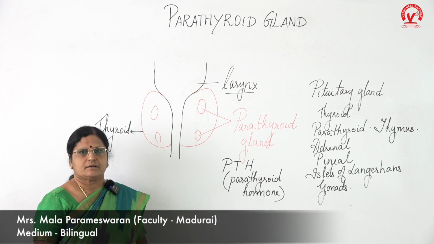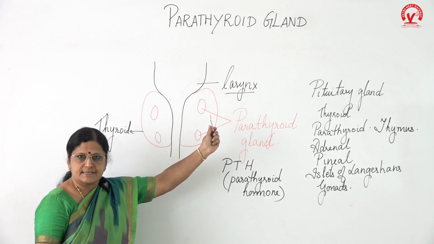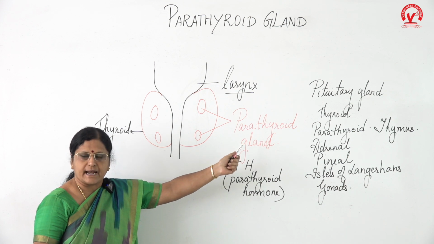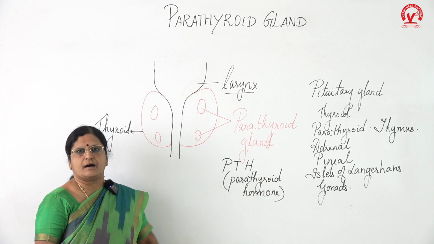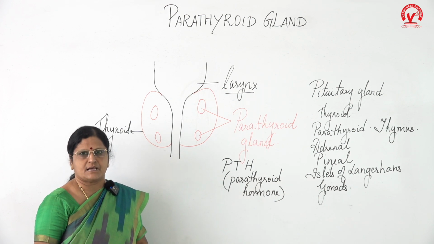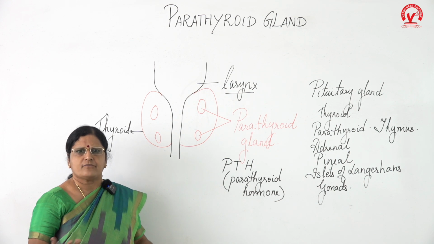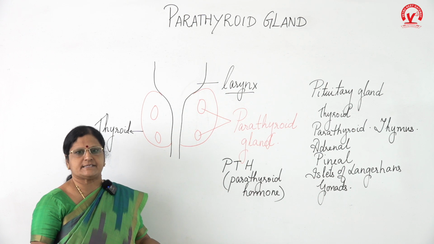We start with the endocrine system, and the gland we are going to deal with is the parathyroid gland. What is endocrine? What are endocrine glands? Endocrine glands are ductless glands. What is a duct? A tube which carries the secretion. When we talk about a gland, a gland is an organ which is going to secrete something.